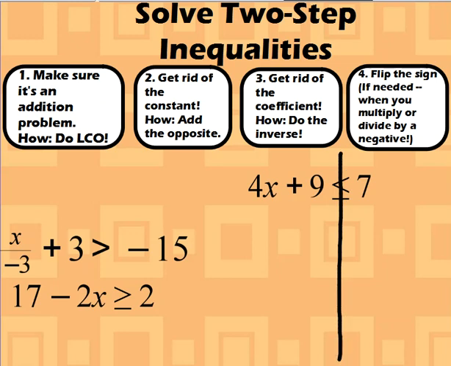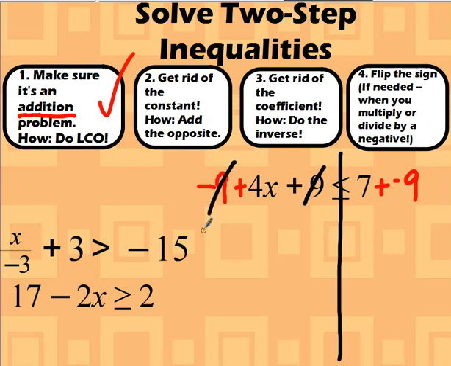It says the first step is to make sure it's an addition problem. Well, I can look right here and I know it is an addition problem. So we're going to check that off and move to step number two. Step number two says to get rid of the constant. In this case, the constant is 9. So to get rid of a plus 9, I'm going to add the opposite, which is a negative 9. Whatever you do to one side, you do to the other. So we've got plus negative 9 here.